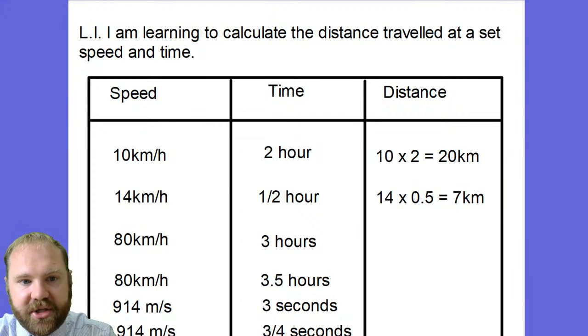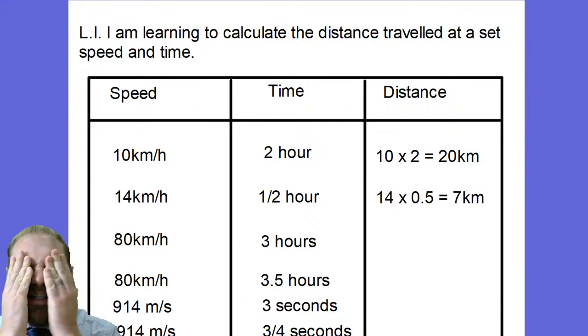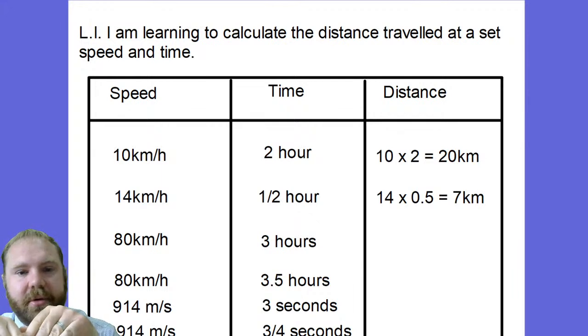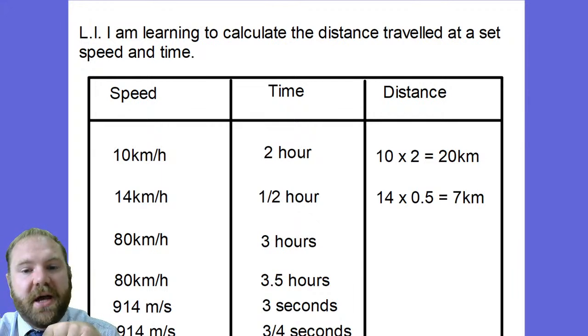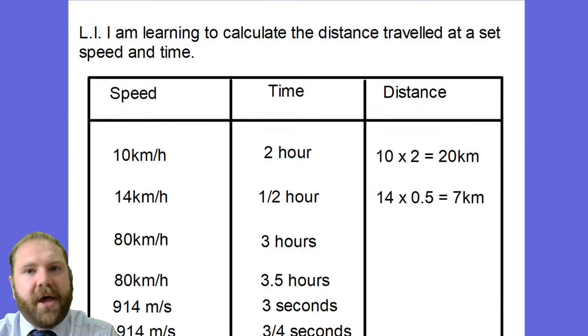But we got 80 kilometers an hour, and we're doing that for 3 hours. Now, some of you might be thinking, I don't know my 80 times table. Oh, that's really hard to do. Yeah, you do. All right? Do instead of 3 times 80, 3 times 8. Then multiply it by 10. Or stick a 0 on the end.